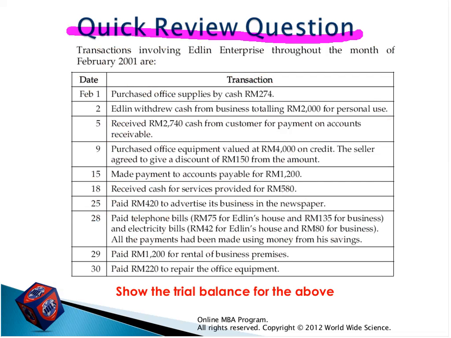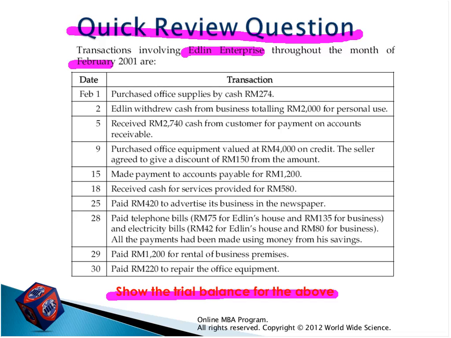Transactions involving the Adley Enterprise throughout the month of February 2001. So we have a company called the Adley Enterprise, and it has made some transactions during one month, February, and you must show the trial balance for all these transactions and get equality between the credit and debit sides.